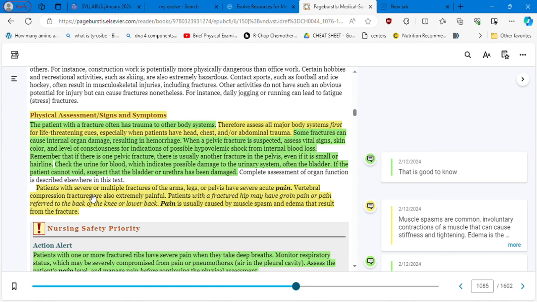If the patient cannot void, suspect that the bladder or urethra has been damaged. Patients with severe or multiple fractures of the arm, legs, or pelvis have severe acute pain. Vertebral compression fractures, which we are going to talk about later, are also extremely painful. Patients with a fractured hip may have groin pain or pain referred to the back of the knee or lower back. Pain is usually caused by muscle spasm and edema that result from the fracture.